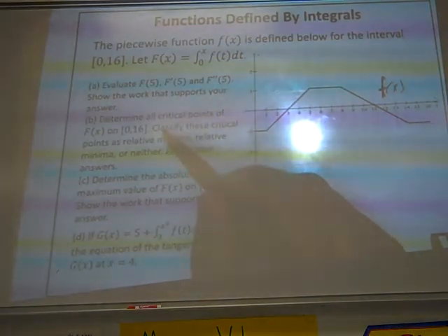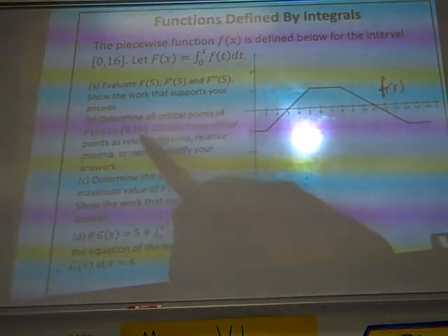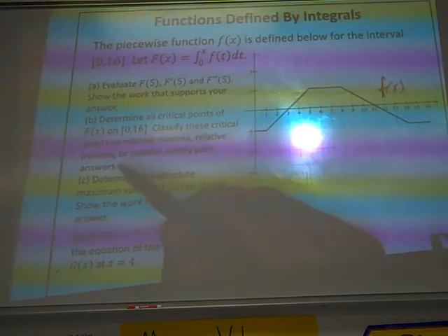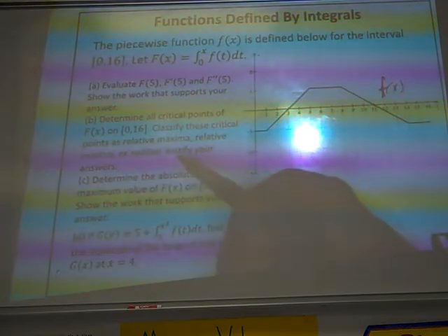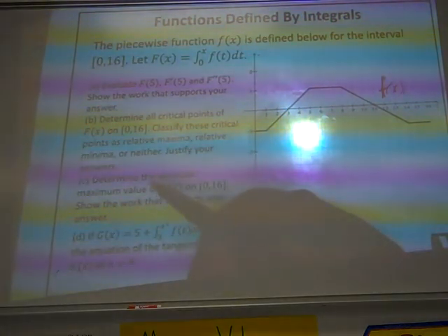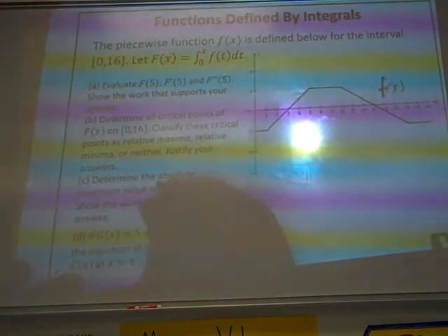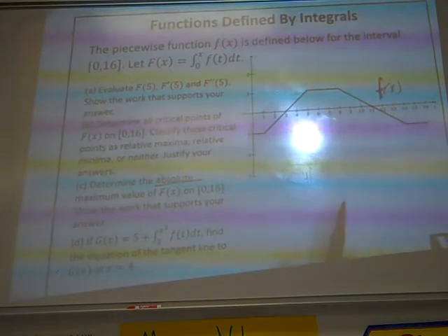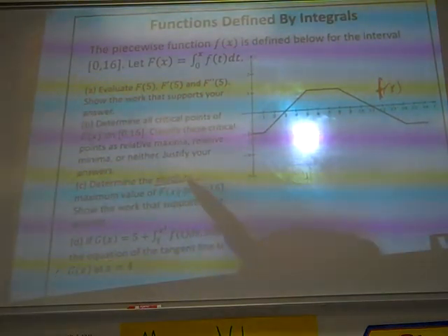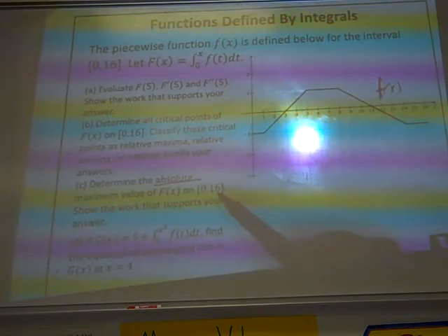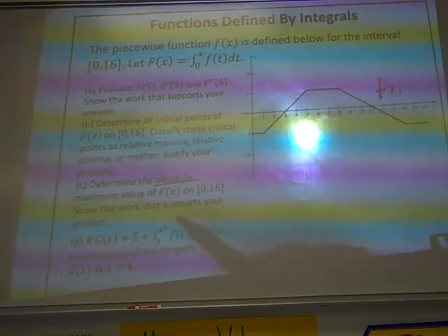Part B, we're going to determine all the critical points of big F on the interval 0 to 16. And we're going to classify these critical points as relative maxima, relative minima, or neither. We're going to justify our answers. Part C, we're going to determine the absolute maximum. If Justin was in the room, I'm sure he would say absolute maximum. That means we're going to have a lot of work to do in order to prove that we truly have an absolute maximum on that interval. And we're going to show the work that supports our answer.